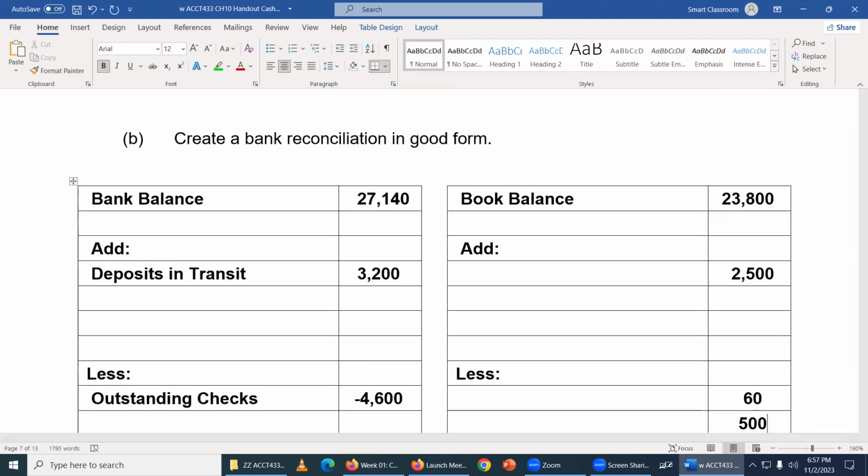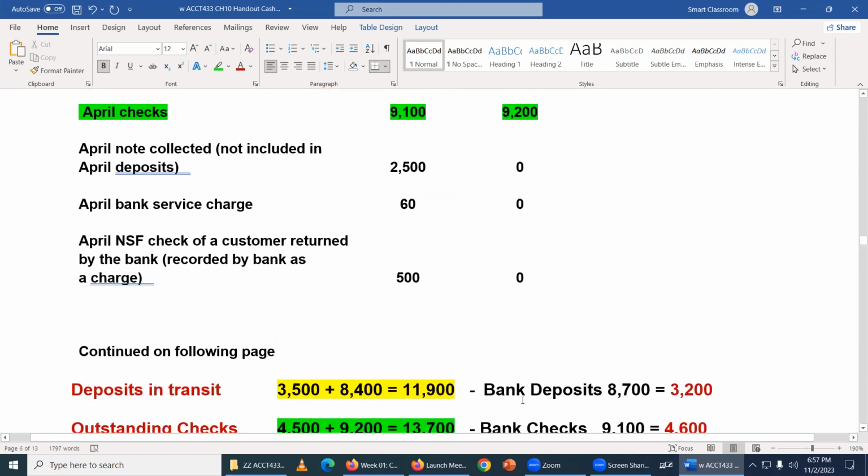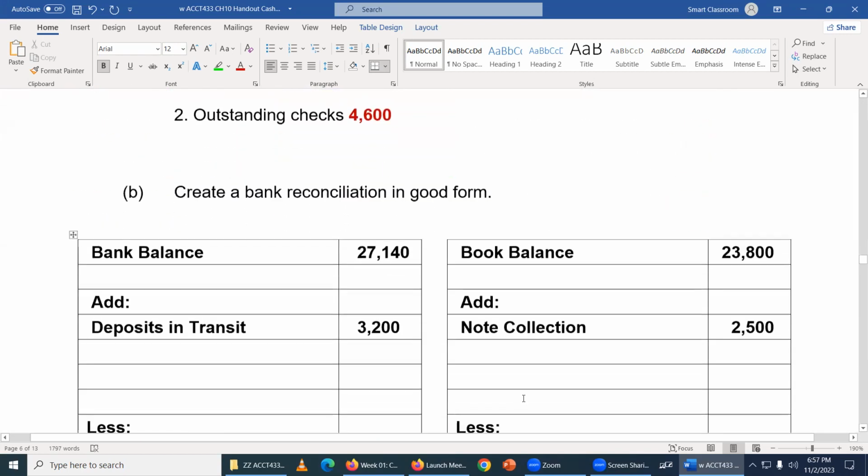I'll fill these in a second. Okay, so this is note collection. This is a service fee or something like that. Service charge and NSF.